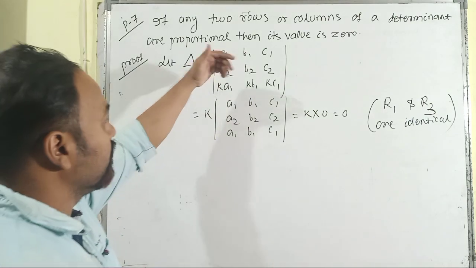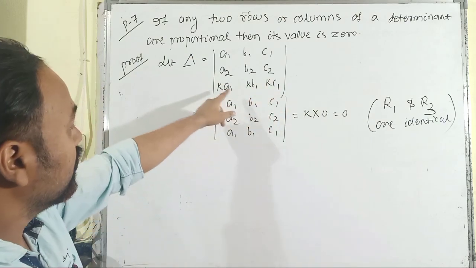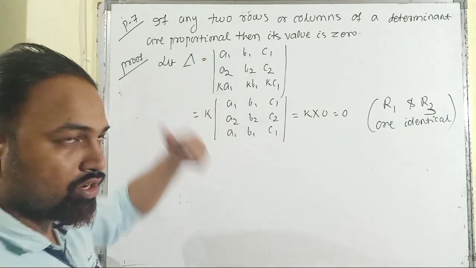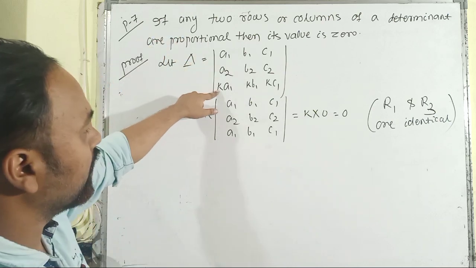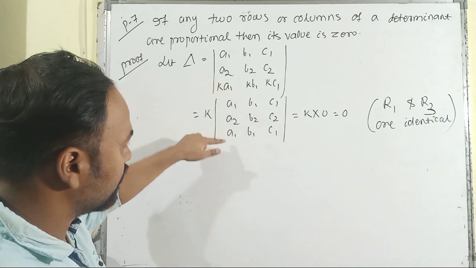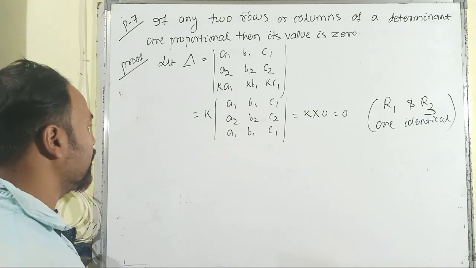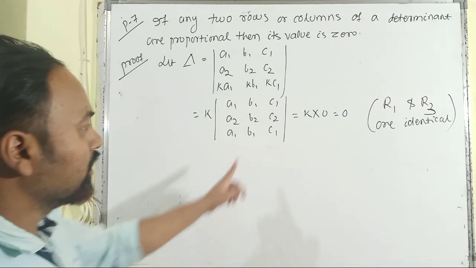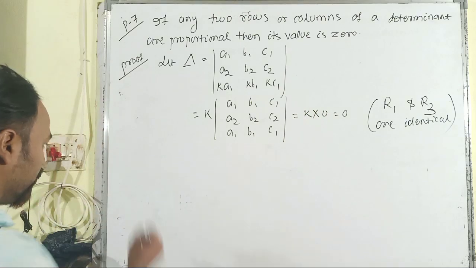Let delta be equal to the determinant with rows a1 b1 c1, a2 b2 c2 and ka1, kb1 and kc1. You can see that all of the elements of the third row are k multiples of the first row, and from that third row we can take k common, so that after taking k common, we can see that the first row and third row are identical with each other. So again, by the property of determinants that if two rows are equal, row 1 and row 3 being identical, the value of the determinant is equal to 0. That means k multiplied with 0, it is again 0.